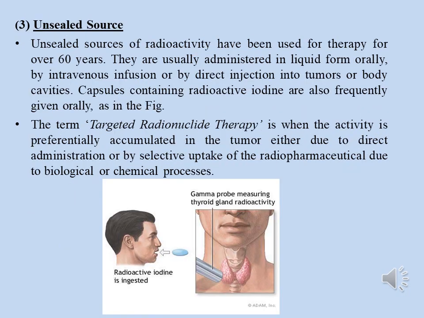3. Unsealed source. Unsealed sources of radioactivity have been used for therapy for over 60 years. They are usually administered in liquid form orally, by intravenous infusion or by direct injection into tumors or body cavities. Capsules containing radioactive iodine are also frequently given orally, as in the figure. The term targeted radionuclide therapy is used when the activity is preferentially accumulated in the tumor either due to direct administration or by selective uptake of the radiopharmaceutical due to biological or chemical processes.